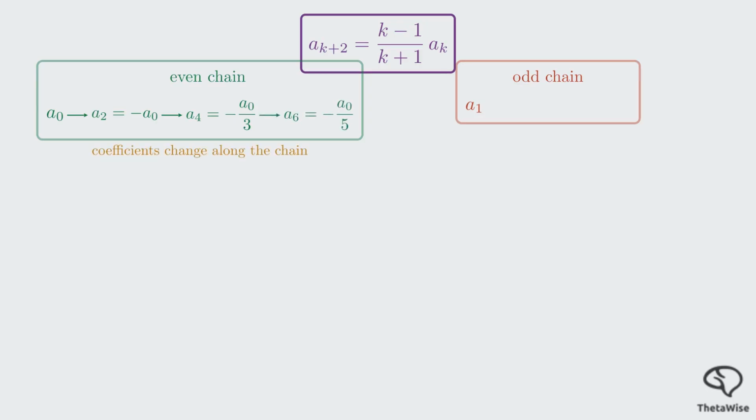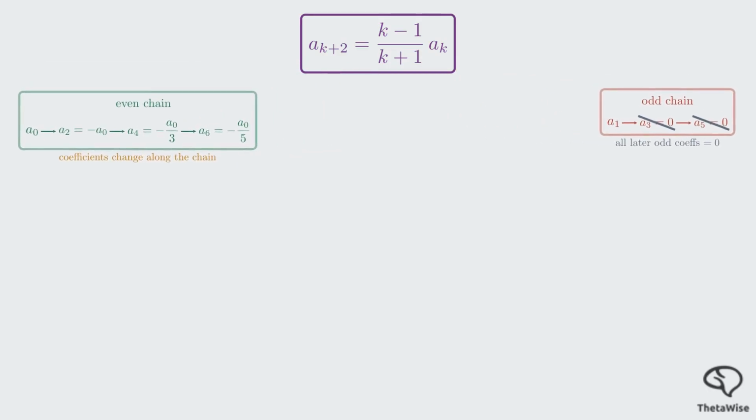Notice that the coefficient changes as the chain continues. We must not assume every later coefficient is identical. For the odd chain, k equals 1 gives a sub 3 equal to 0. Then k equals 3 gives a sub 5 equal to 2 divided by 4 times 0, still 0. Every later odd coefficient is 0.